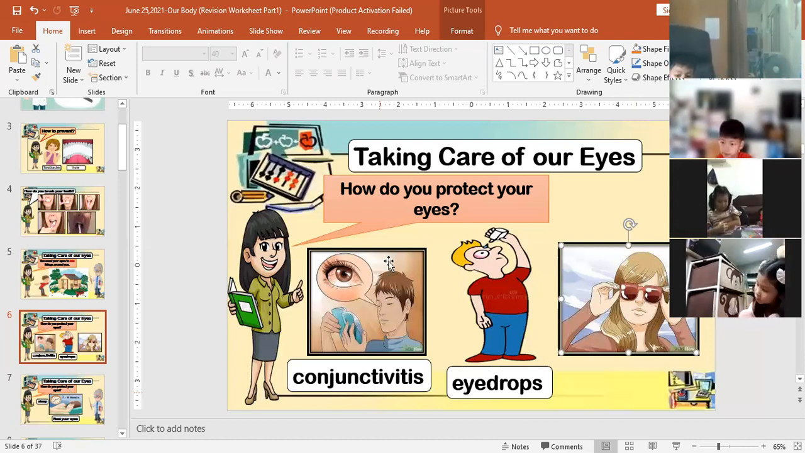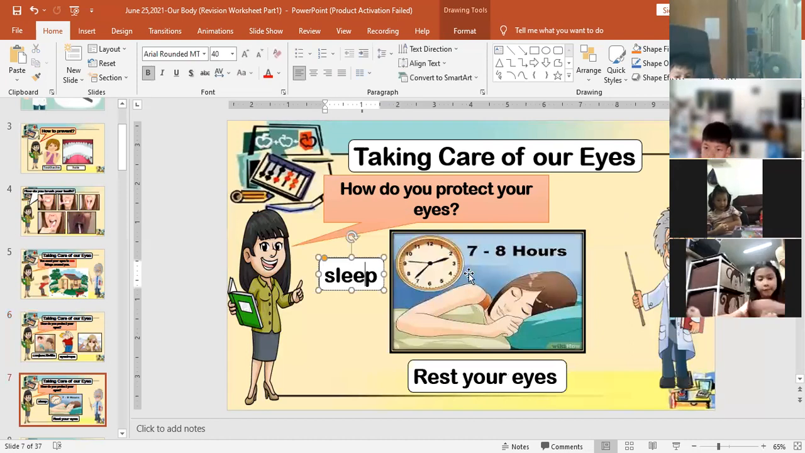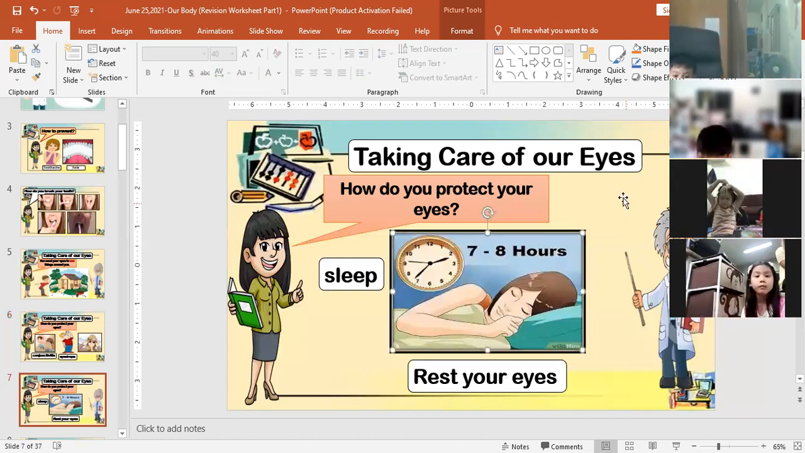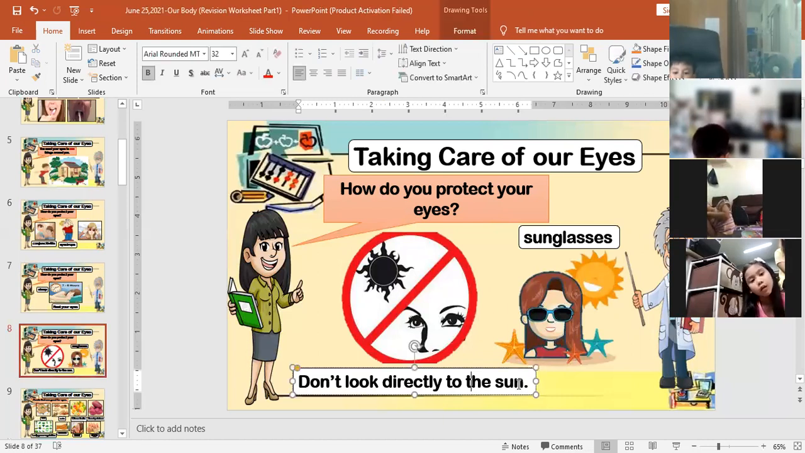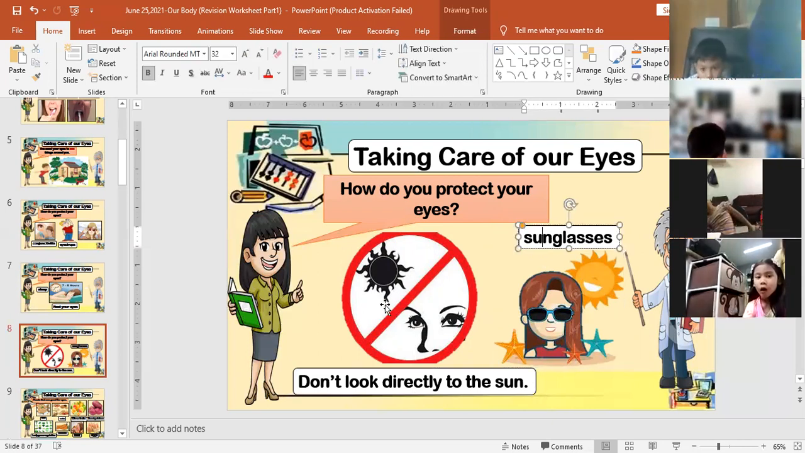Next we have, you sleep how many hours? We have 7 to 8 hours, or you need to rest your eyes. Another one we have, don't look directly at the sun. Or when you look at the sun, don't forget to use sunglasses to protect your eyes.